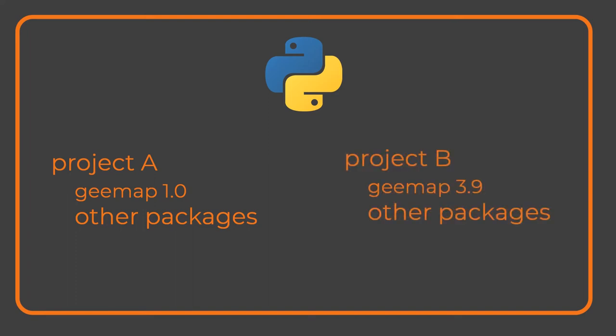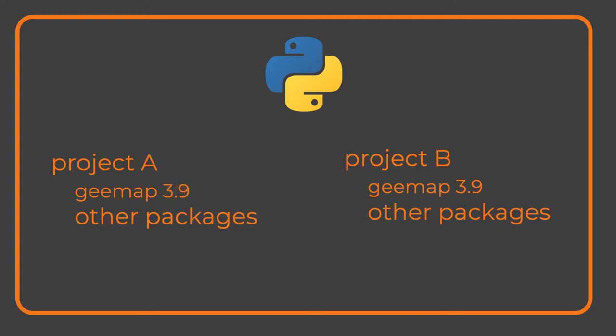A few years pass, and we start a new project called Project B, and we decide to get the latest version of geemap, which is now 3.9. There's been a ton of coding going on. So that's great. We install some other packages as well and update some of the existing ones that we've got on our machine to the latest versions. And we write Project B, and that's all going well. Project B works, and it does its job nicely.